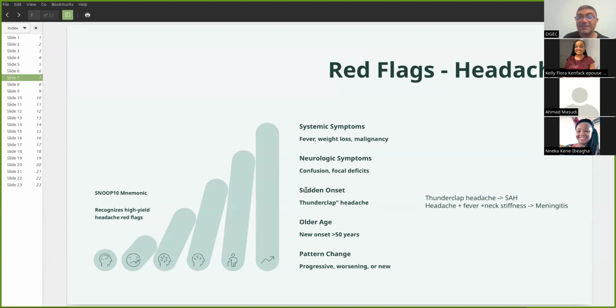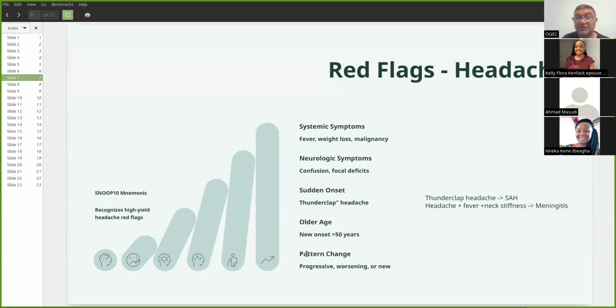If the headache has a sudden onset, it's also a red flag. For example, a thunderclap headache in subarachnoid hemorrhage, which is a life-threatening condition. New onset of headache after 50 years of age is also a red flag because it can be a sign of malignancy.